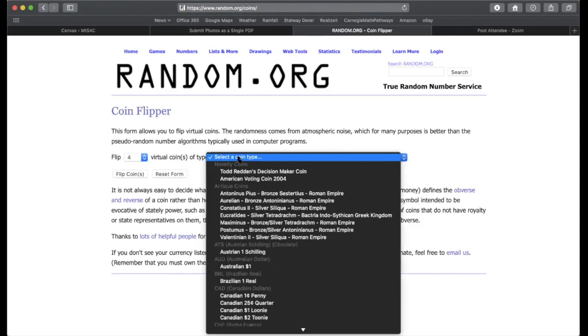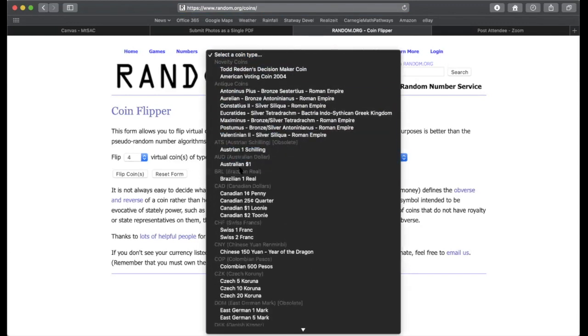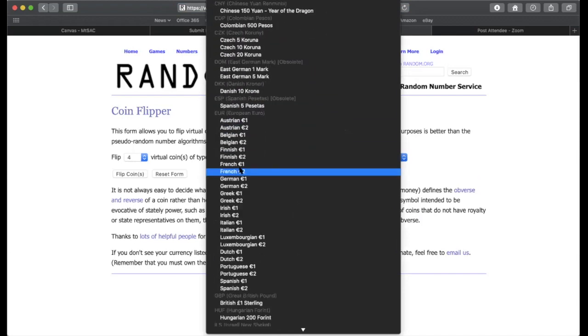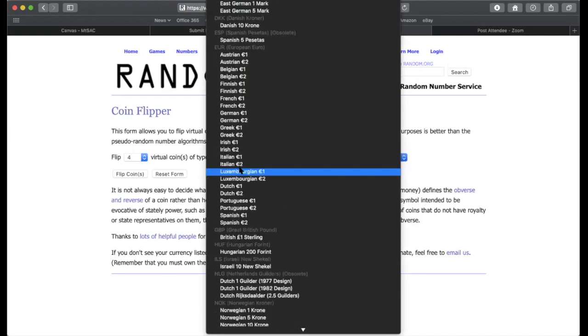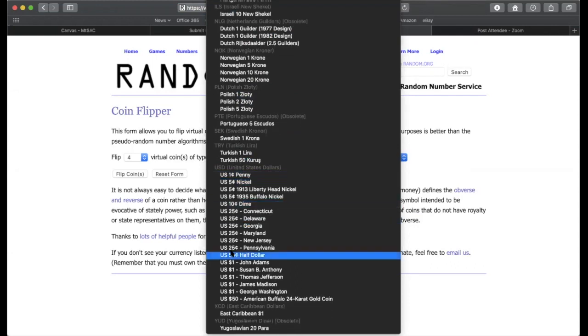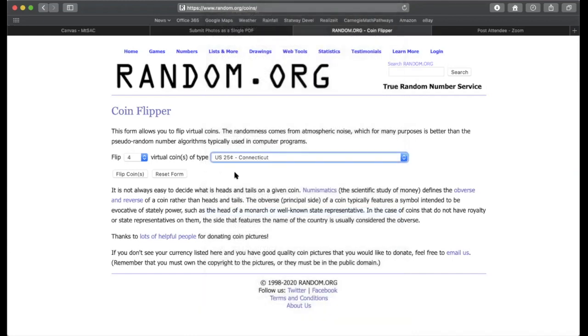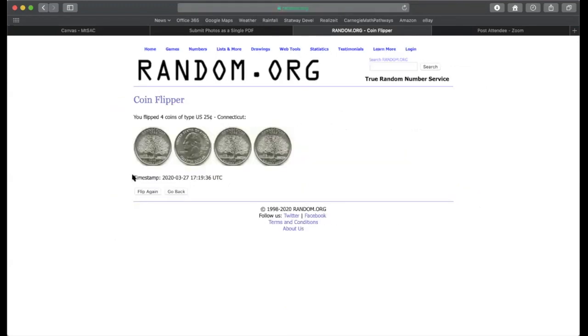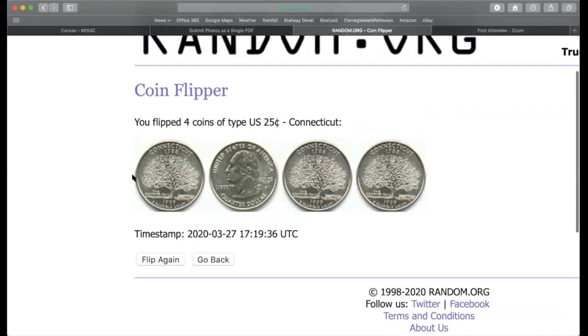You want to pick a coin that has a clear head and a tail on it. There are so many coins here, and I do not know why they did this, but if you slide way down to the bottom, you can see the US coins. So I'm just going to pick a quarter, the 25-cent piece, and then you just say flip coin. And you'll see heads and tails.